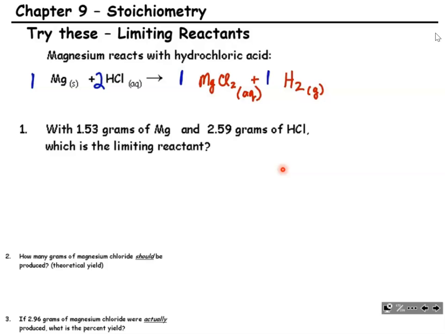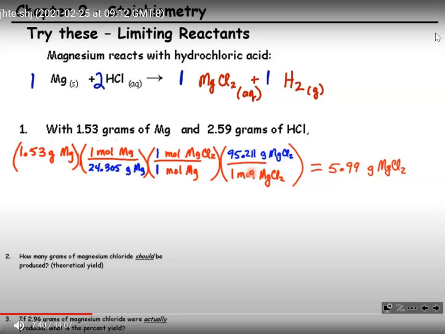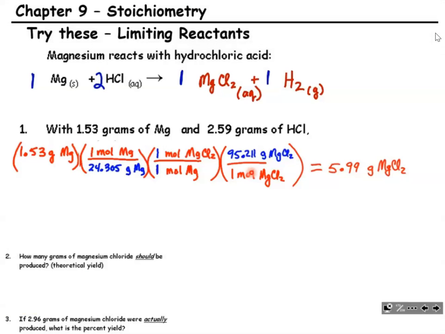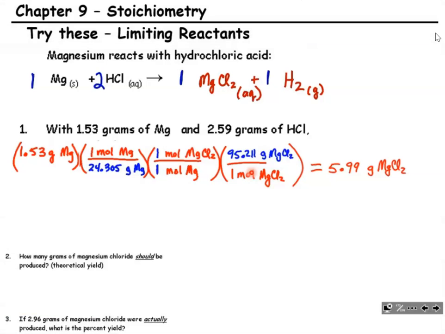One that starts with the 1.53 grams of Mg. And then we have to do a stoich problem so that it ends in grams of MgCl2. Now, we've done a bunch of these already. That's one of these long kind of problems. Convert to moles, mole to mole ratio from the balanced equation, convert back into grams. And we can figure out how much MgCl2 we would make if we used up all of the Mg.